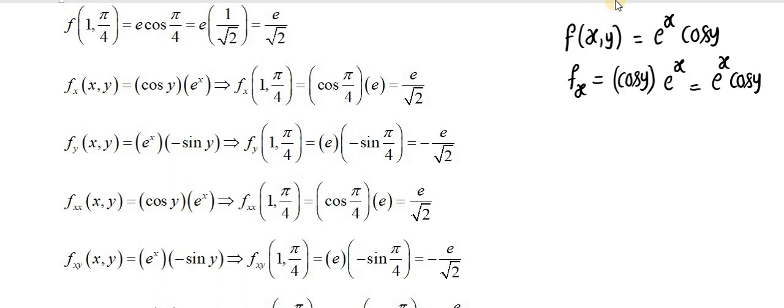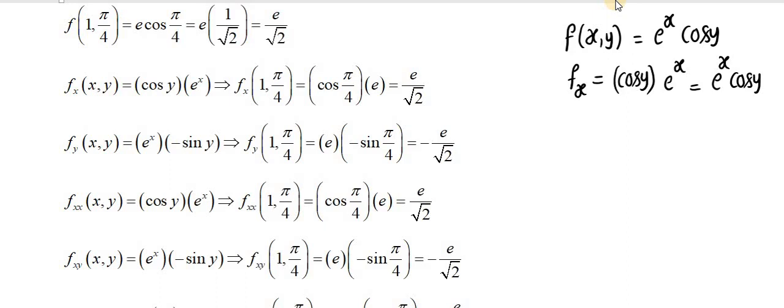Now we calculate the value of fx at 1, pi by 4. That is cos pi by 4, y value is pi by 4. E power x, x is 1, that's why e power 1 is e. Already we know cos pi by 4 is 1 by root 2. 1 by root 2 into e is e by root 2.